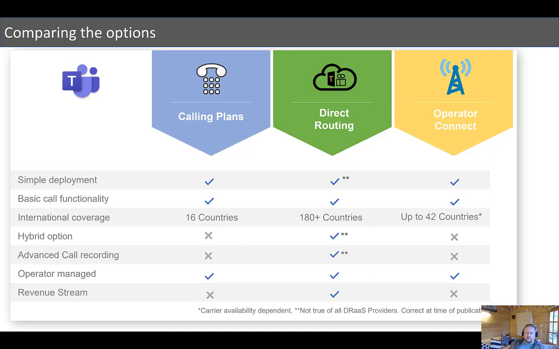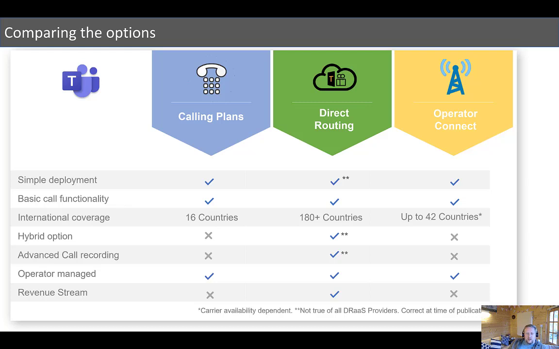In terms of direct routing, again, that is a managed, operator managed infrastructure. What we've seen with direct routing is direct routing as a service providers bringing direct routing to customers, and that generally means that they come in one of a couple of flavors. You get direct routing as a service providers who simply just provide the direct routing component. And then you get ones who provide the direct routing component and the PSTN breakout.